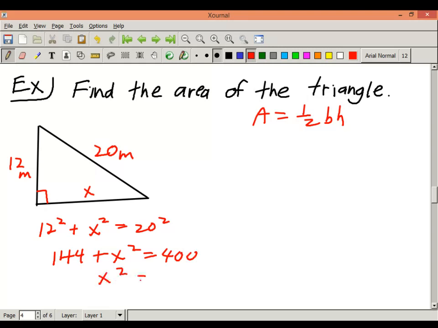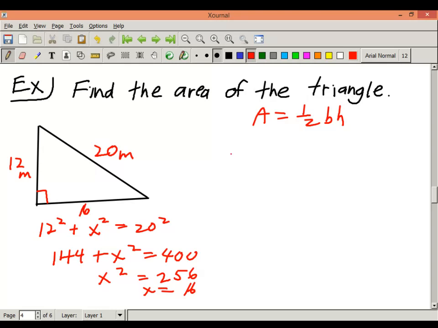X squared is equal to, that should be 256. And the square root of 256 is 16. All right, so now we know that this leg of the triangle is 16. So that's going to be our base.